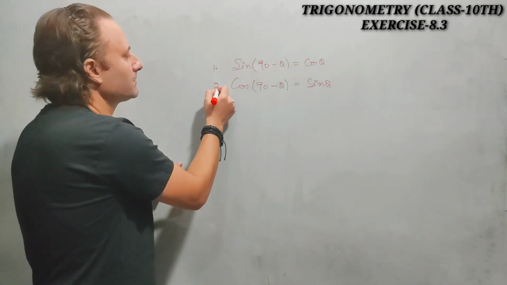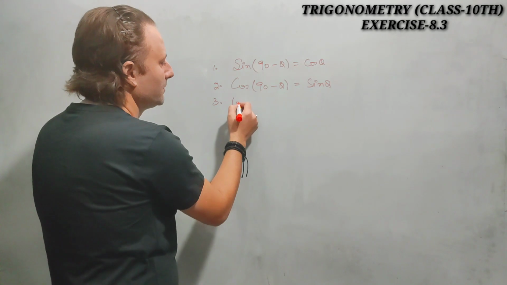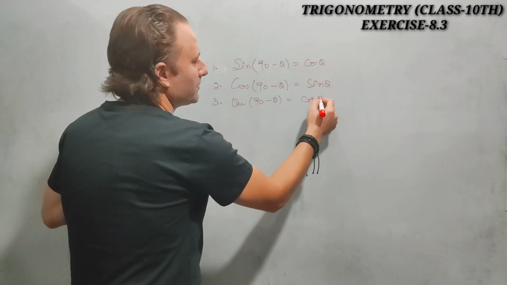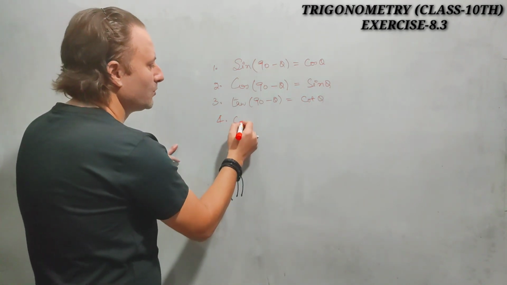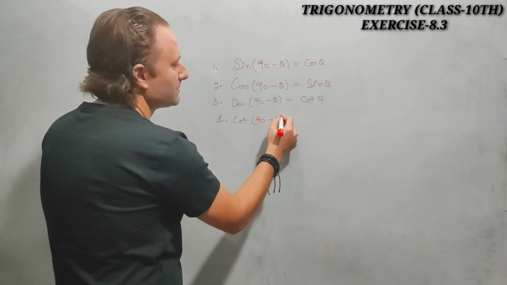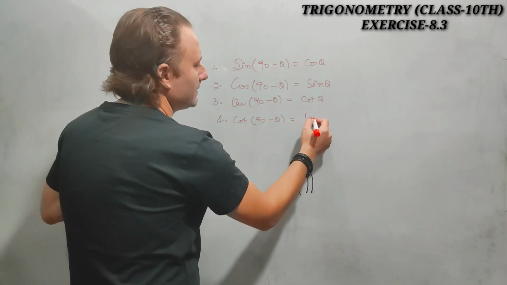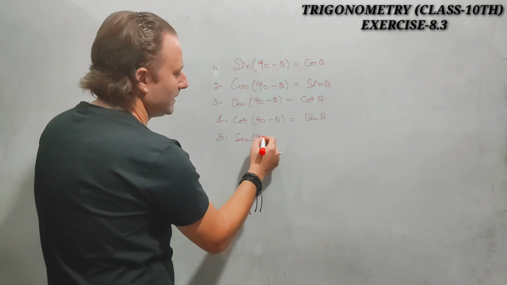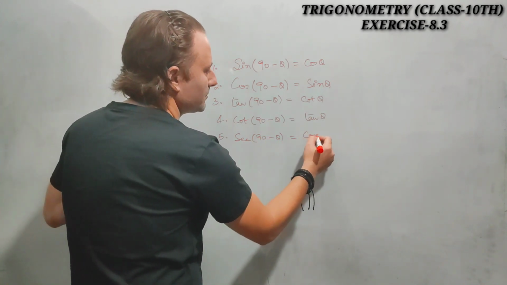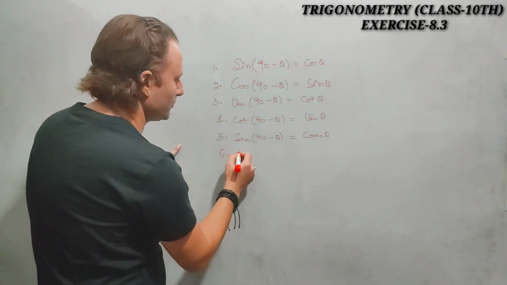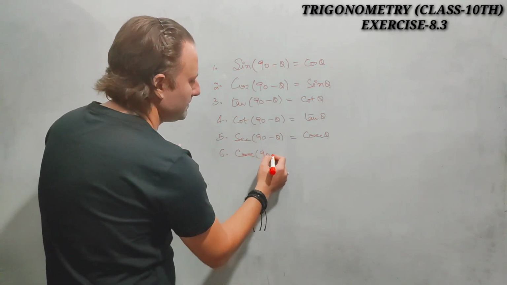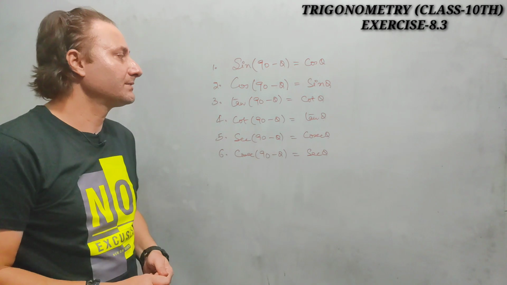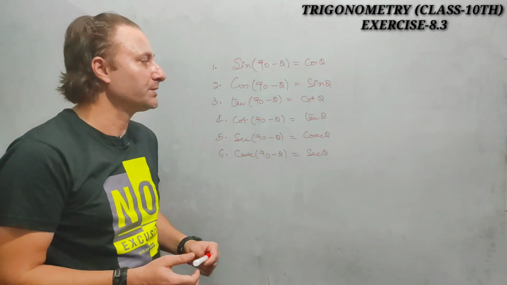So this is first, this is second, then the third one, tan 90 minus theta is equal to cot theta. Fourth one, cot 90 minus theta is equal to tan theta. Then we have the fifth one, sec 90 minus theta is equal to cosec theta. And the last one, cosec 90 minus theta is equal to sec theta. So these are the 6 formulas which will do wonders in this particular exercise.